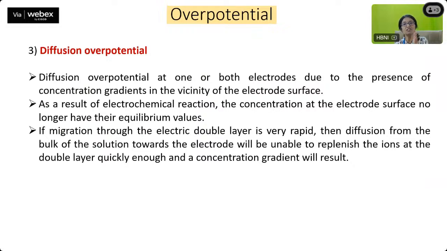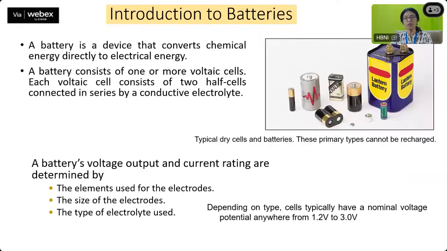And so what you are going to have is a concentration gradient. Now to overcome this, you have to give a little more voltage. That particular voltage, whatever you apply, contributes to the overpotential. So these are the three main factors which contribute to the presence of overpotential in all these electrochemical cells.